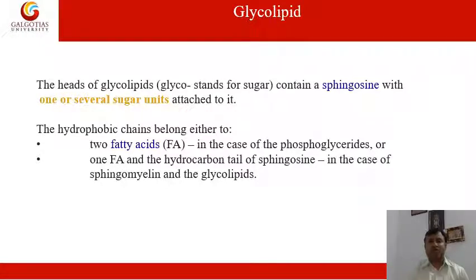Now come to the structure of the glycolipid. The head of the glycolipid contains sphingosine with one or several sugar units, which is attached to the hydrophobic chain, belonging either to fatty acids in case of phosphoglyceride, or one fatty acid and the hydrocarbon tail of the sphingosine in case of sphingomyelin and glycolipid.